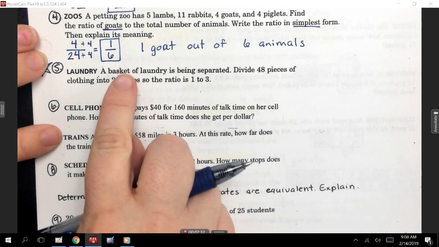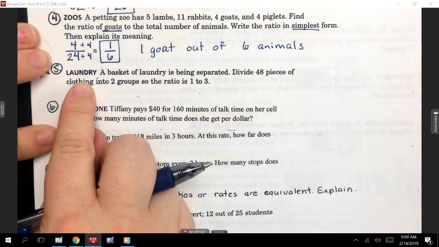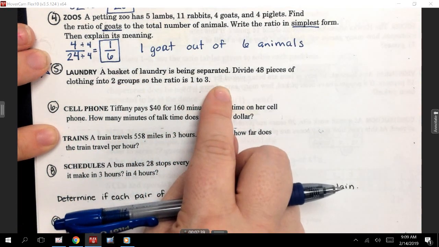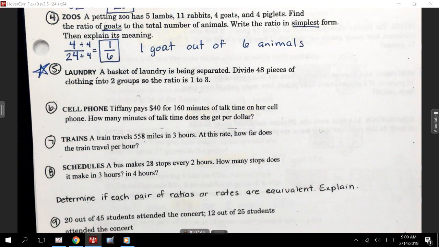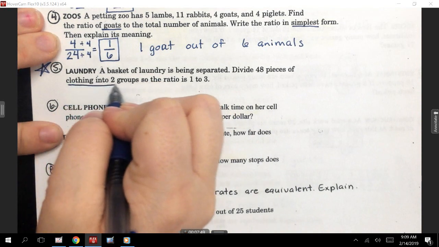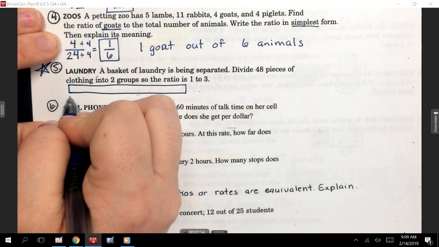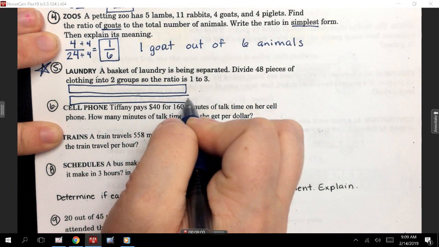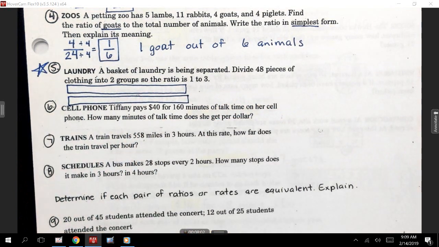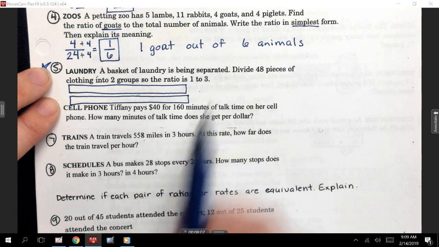Okay? A basket of laundry is being separated. It's going to divide 48 pieces of laundry into 2 groups, so the ratio is 1 to 3. If I'm splitting it into 2 groups, the first thing I'm going to do is draw 2 boxes because that's going to be like my picture. So I'm going to draw 2 boxes. I'm going to make them kind of long because 48 is a big number. So there's group 1. Now I draw another box, and this is going to be group 2. Okay? Group 1 and group 2. Have I split it into 2 groups? Yep, there they are. It says the ratio is 1 to 3.